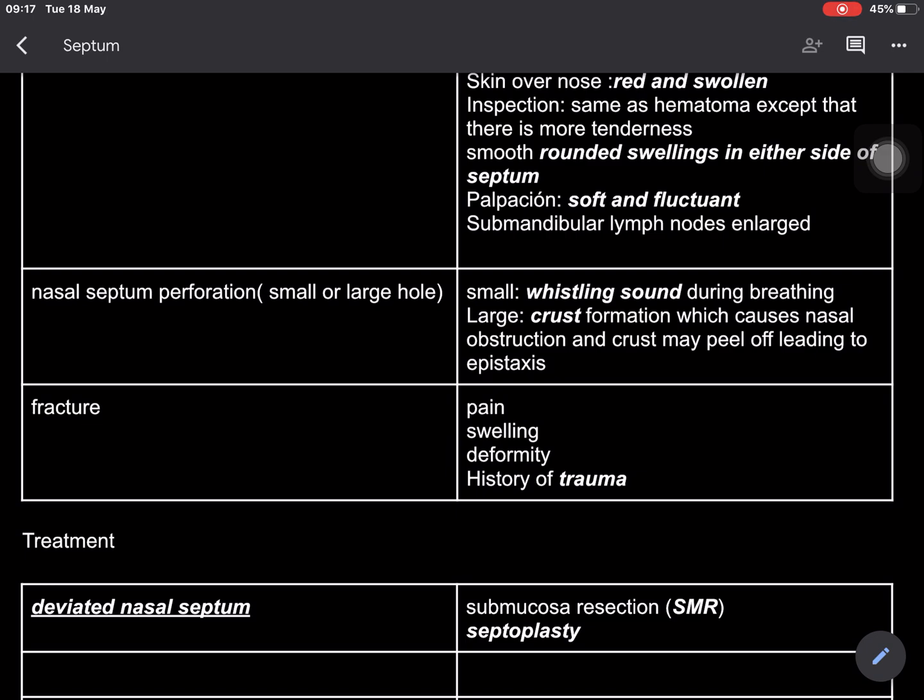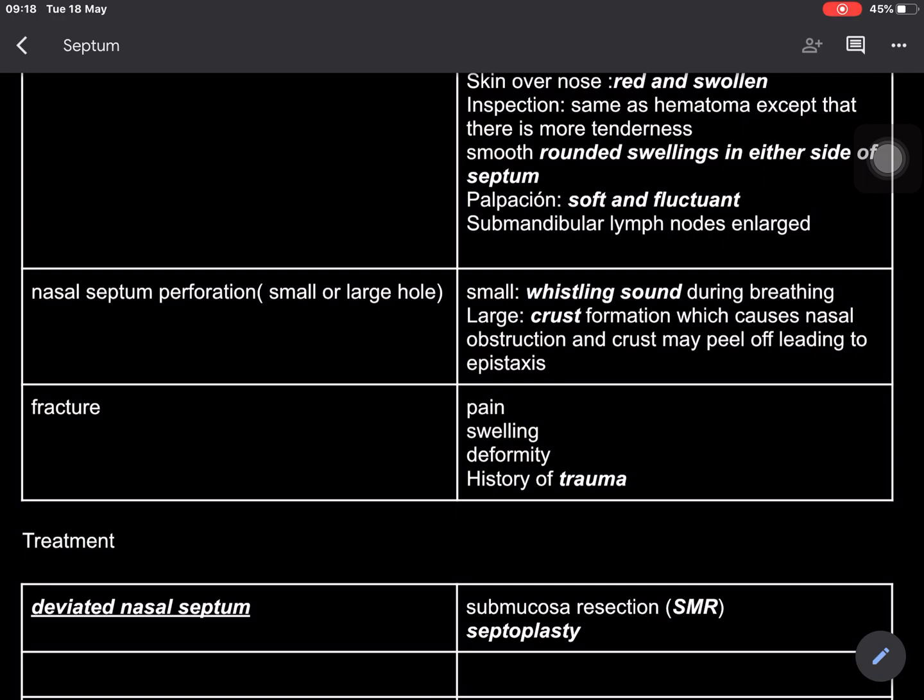And then if it's a large hole, there's crust formation, which causes nasal obstruction. Crust may peel off, leading to epistaxis. So that's a large crust formation. Fracture is pain, swelling, deformity, and history of trauma. All these will be there in case of fracture.